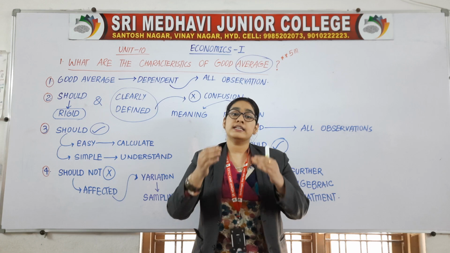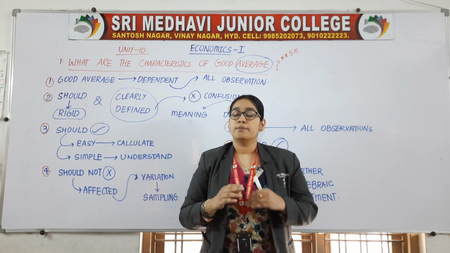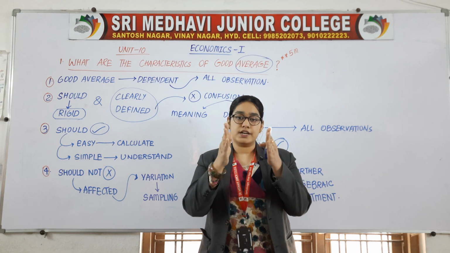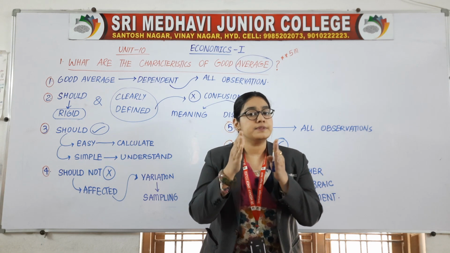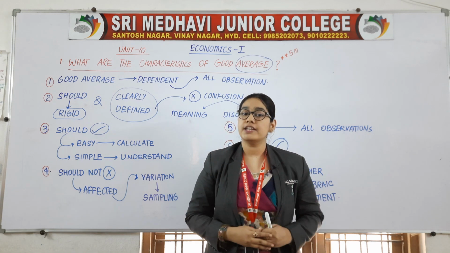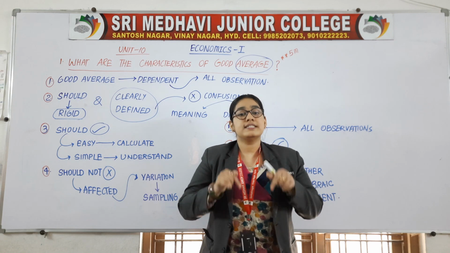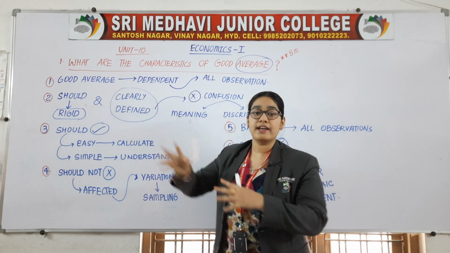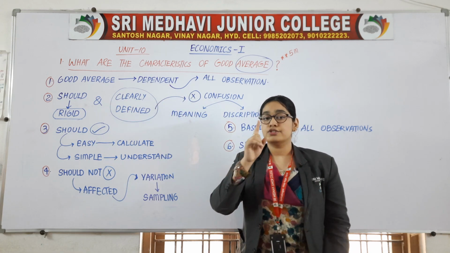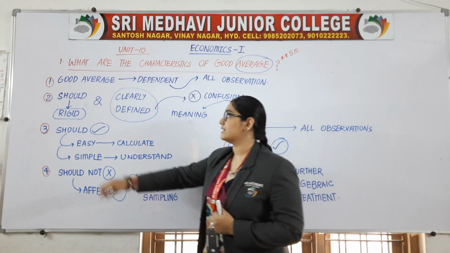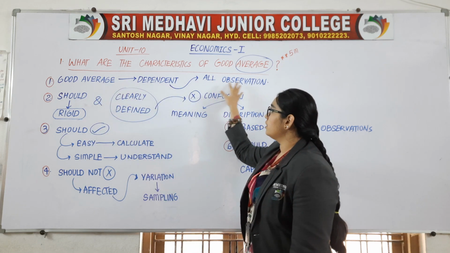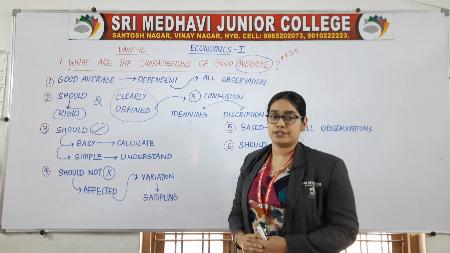60 plus 40 divided by 2. Before adding, what have you done? You have observed. Alright, after observing, you have got the average. So can I now say that a good average is dependent upon observations? Yes. So our first characteristic is a good average is dependent on all observations.